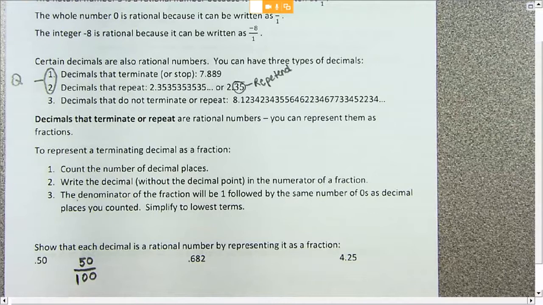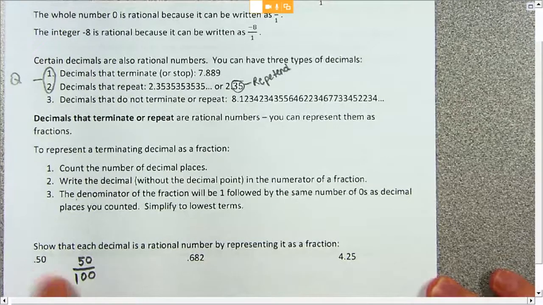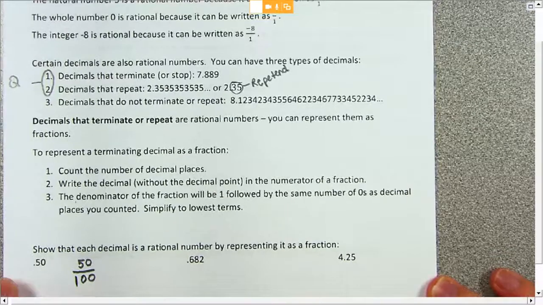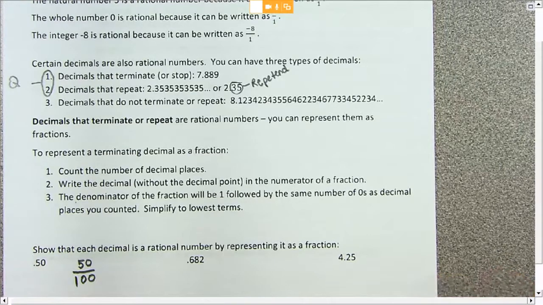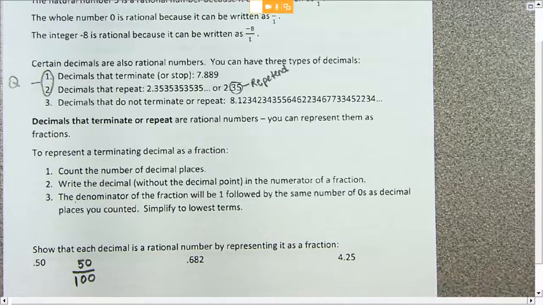Where did you get that 100 at? So I got the 100 because it's always going to be 1, right? And I got the 2 zeros because there were 2 decimal places. Okay. So if there are 3 decimal places, you have 3 zeros. Gotcha. 9 decimal places, 9 zeros, right?